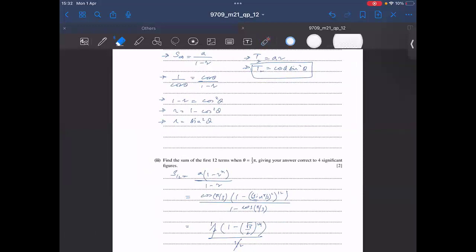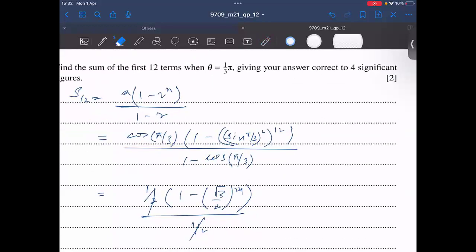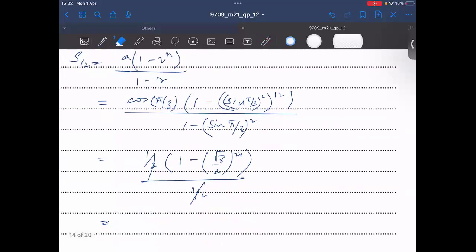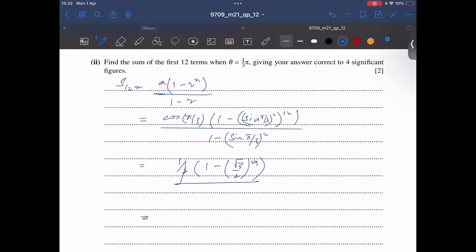No. Wait. I've done something wrong. Sorry. This is going to be 1 minus sine pi by 3 whole squared. Yeah. Now do it. Why sine? Because r is basically sine squared, not cos. Cos theta is a. I just wrote it mistakenly. Now calculate the value of this, Imad Ahmed.